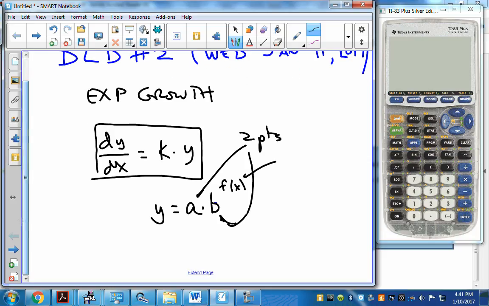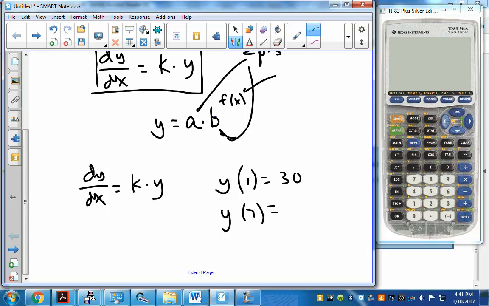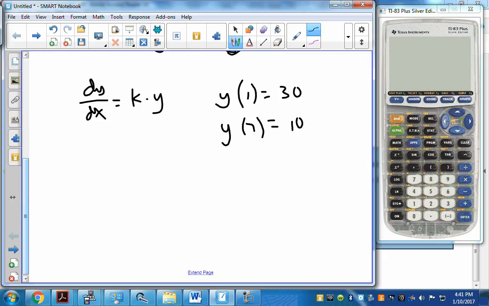So a quick example, I tell you that dy/dx is directly proportional to y. I tell you y of 1 is equal to 30, and y of 7 is equal to 10. And our task is to find the equation of y. We know that it's going to be exponential. In this case, it's going to be exponential decay. You'll note that 30 is here and 10 is here. So obviously we're talking a decay scenario here.